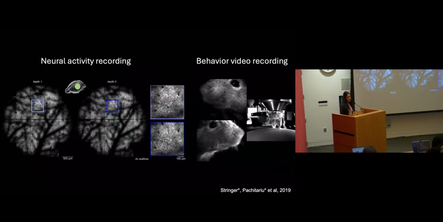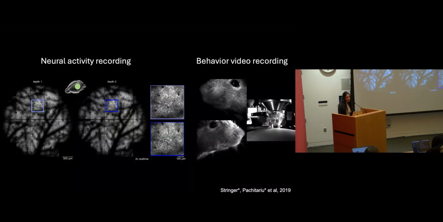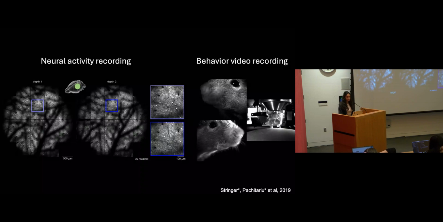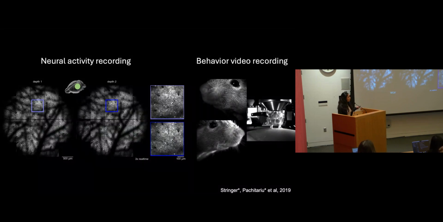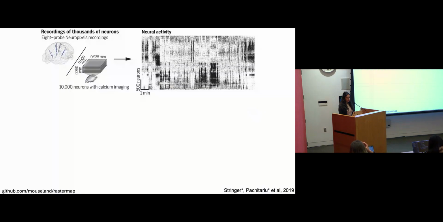And simultaneously, they recorded behavioral videos of the mouse using multiple cameras that capture the animal running on the ball and its other body and orofacial movements. So the mouse was head fixed and it was in complete darkness, so there's no visual input coming in while we're imaging in the visual cortex.